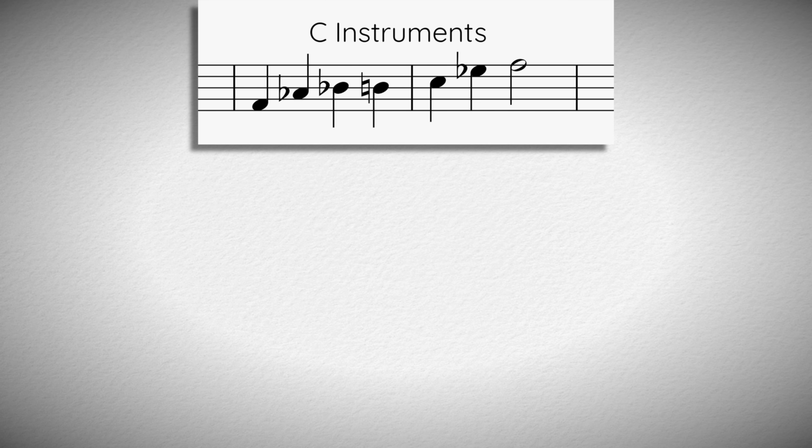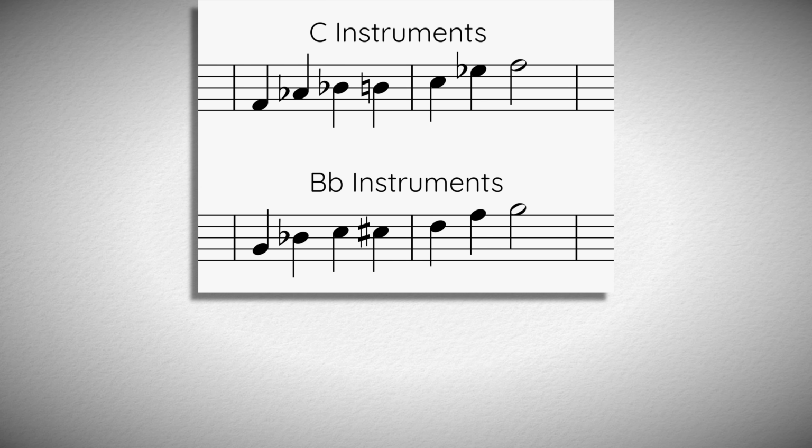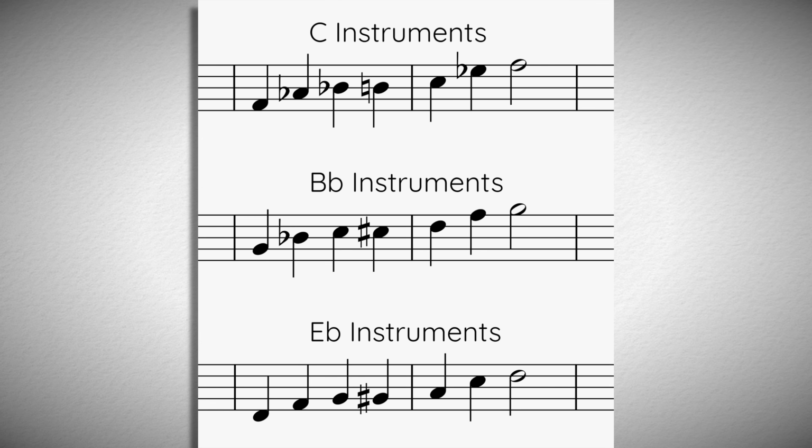So as you see on the screen right here, if you're playing a C instrument like flute or any of the rhythm section instruments like piano, guitar, the notes for you are going to be F, A flat, B flat, B natural, C, and E flat. If you're playing a B flat instrument like tenor sax, soprano sax, clarinet, trumpet, your notes are going to be G, B flat, C, C sharp, D, and F. And if you're playing an E flat instrument like alto sax or bari sax, your notes are going to be D, F, G, G sharp, A, and C.